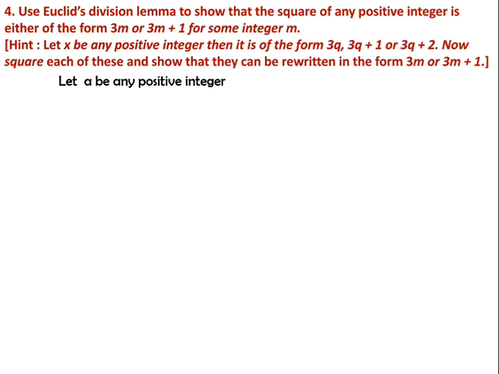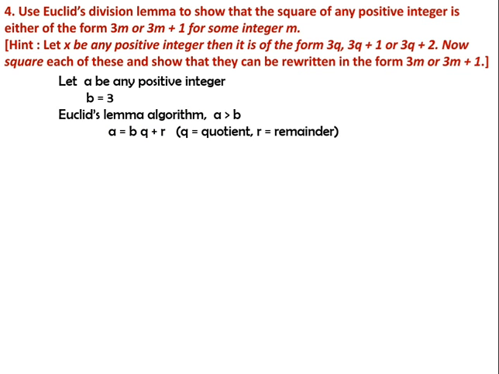Let a be any positive integer, b equal to 3. Use Euclid's lemma algorithm. a is greater than b. a equal to bq plus r. We know that q is the quotient and r is the remainder. So b equal to 3, a equal to 3q plus r, q greater than or equal to 0, then r less than b. So r equal to 0, 1 and 2, since 0 less than or equal to r less than 3.